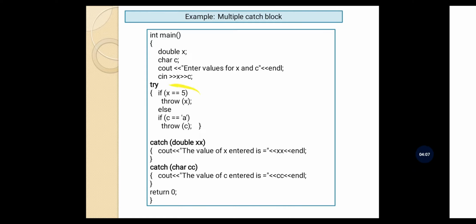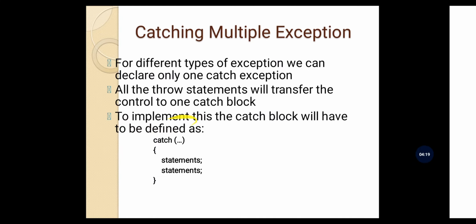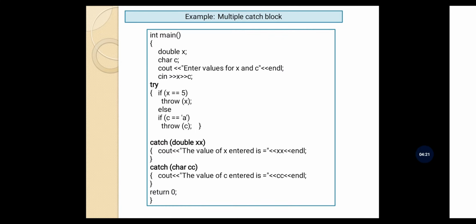So in the first line, if you see, if x is equal to 5, throw x. That means we're throwing a double here. Else, if c is equal to a, throw c. So there are two different kinds of exceptions here which need to be handled. In one try block, that is this one, we have one throw which is throwing a double and the other throw which is throwing a character.